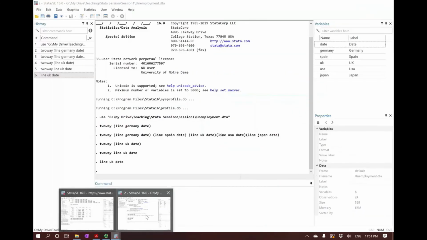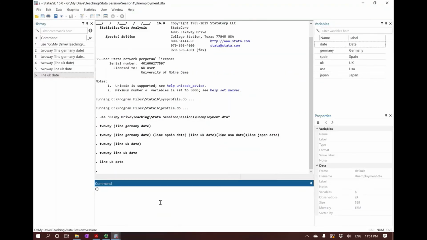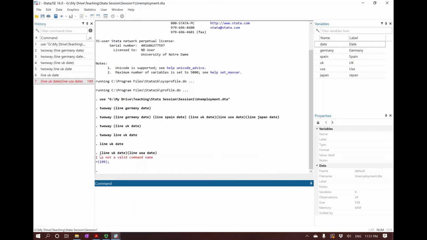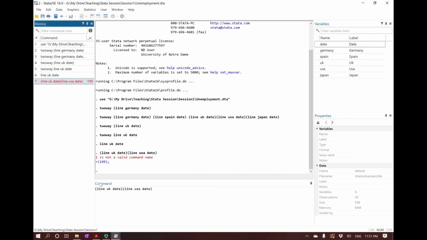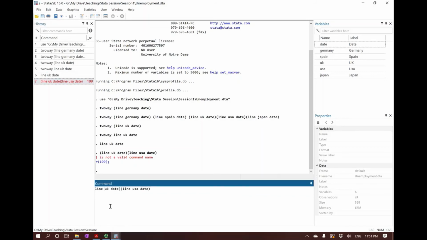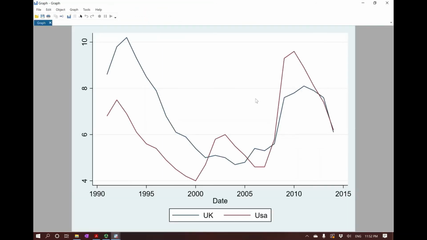So for example, let's say you skip this twoway command and directly say line UK date, line USA date, and you click enter, you're going to see an error because you cannot have a parenthesis at the beginning of a command line. So if that's the case, you're just going to do line UK date and two vertical lines and another line US date to produce multiple line plots. Okay.